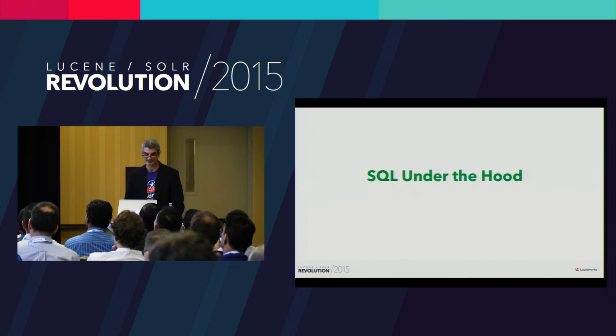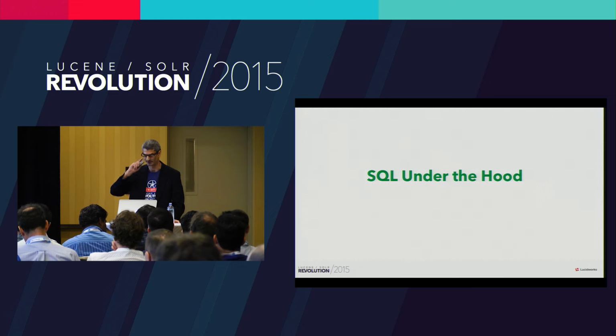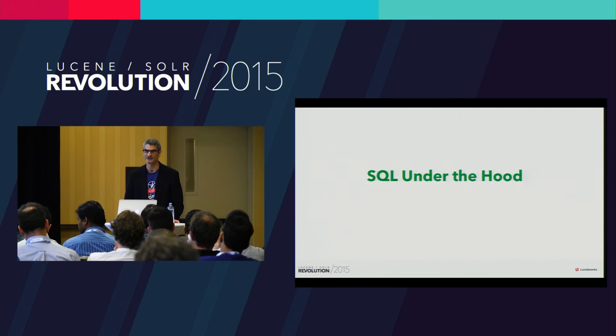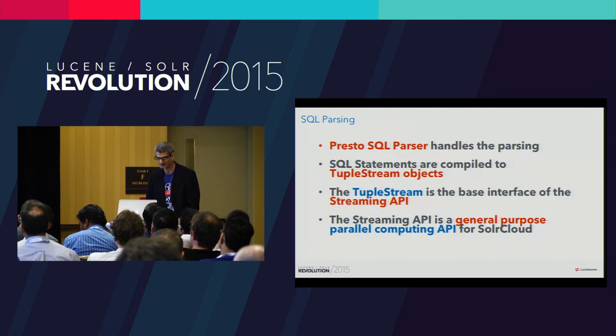All right, so that's it. So that's the basic capabilities that are going to be in 6, unless more get done between now and then. So the next section kind of covers how things work. We're going to spend a lot of time talking about the parallel pieces of it, less about the Facet piece of it. So the first thing you have to do is parse the query. And the Presto SQL parser has been embedded in Solr. And the Presto SQL parser is put out by Facebook.